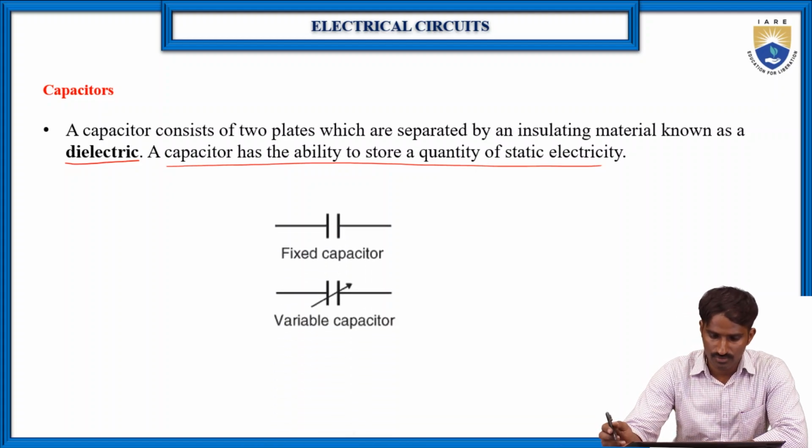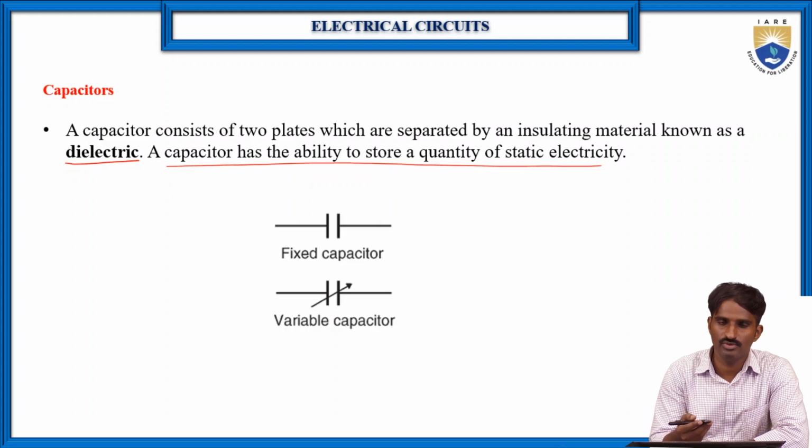Then of course, there are two different types of capacitors. For our differentiation, one is the fixed capacitor and the other is the variable capacitor. This is the symbol of the capacitor that we know, and the unit of the capacitor is farad. Simply, we represent it with the capital F.